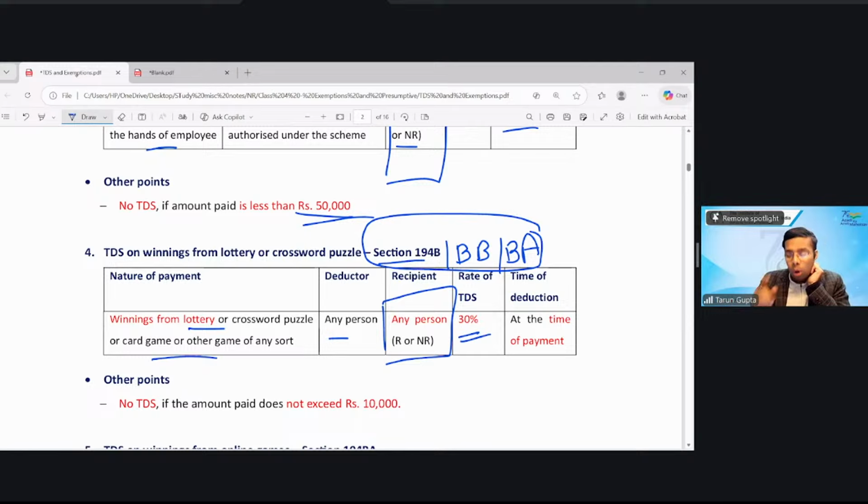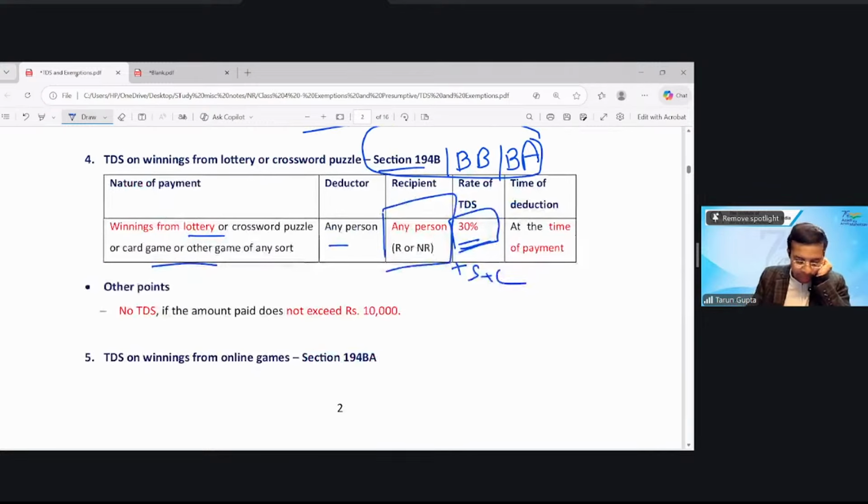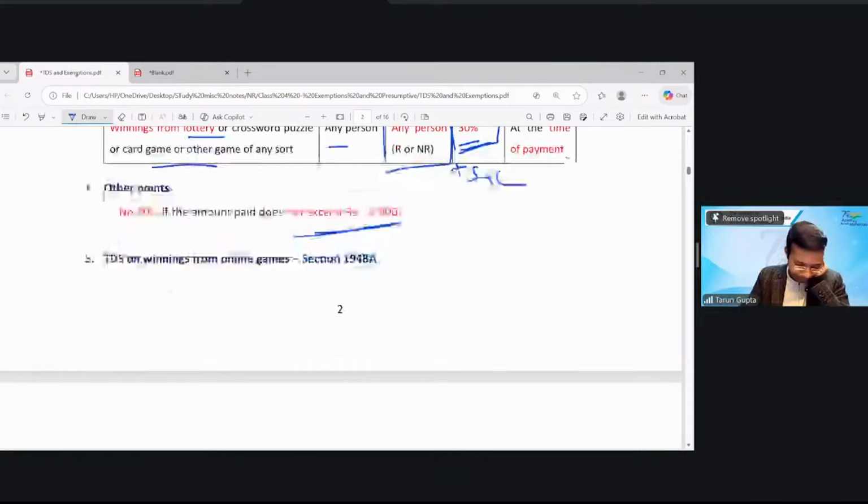But if the recipient is non-resident, then this 30% shall be increased by surcharge and cess. If the lottery winner is resident, then tax is deducted at 30%. But if non-resident, then tax is deducted at the rate of 30% plus surcharge plus cess. Time of deduction is at the time of payment. There is a threshold of 10,000 for each income.